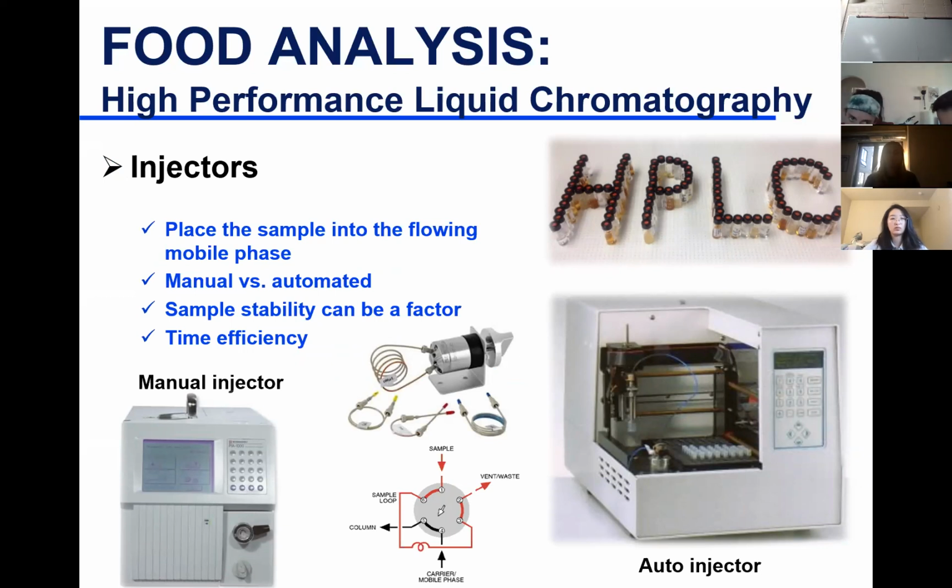So the injector: you have an auto injector or a manual injector, and some of you have already seen those 2 in the lab. With an auto injector, you place your samples in a tray, and sometimes a tray takes 50 samples or 100 samples depending on the size of your equipment. Then you can program your software to have a sequence where samples are injected in sequence, and you can just put your samples in and leave and come back the next day and you'll have everything analyzed.